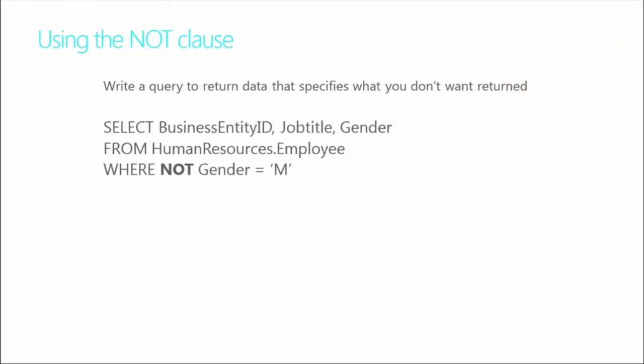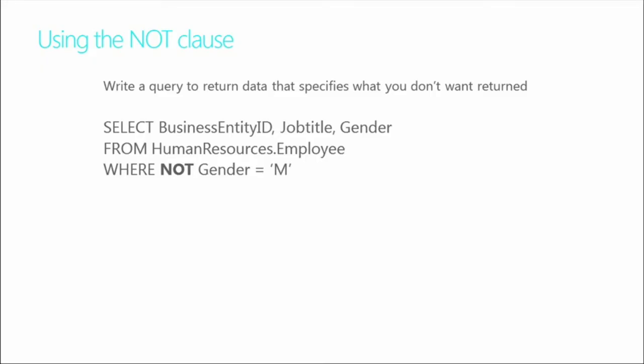So that's saying how we want to grab content. What if there's content we don't want to see? We've got the NOT clause. What this does is, I'm going to grab 3 columns, business entity ID, job title, and gender, from the employee table, where not gender equals M.